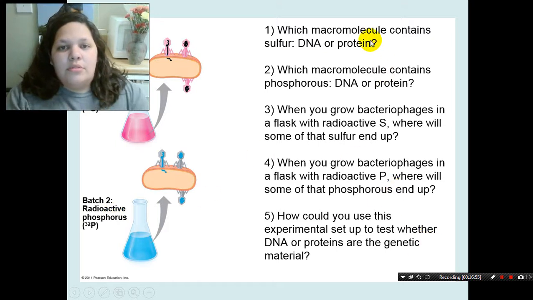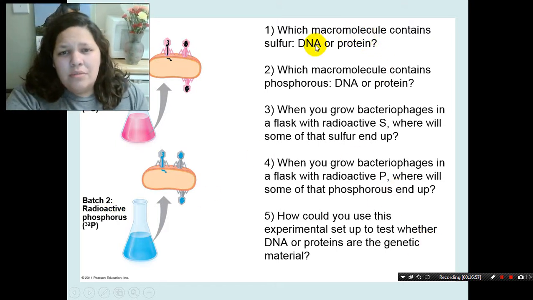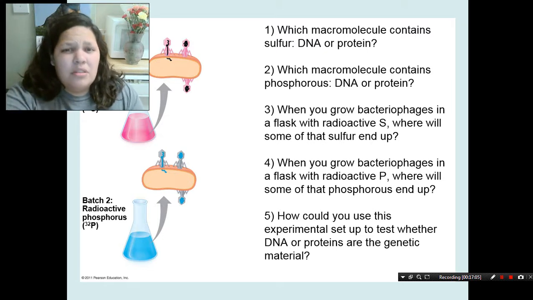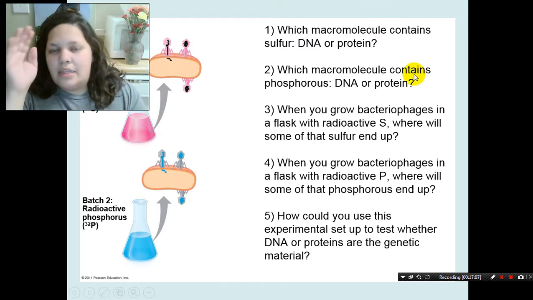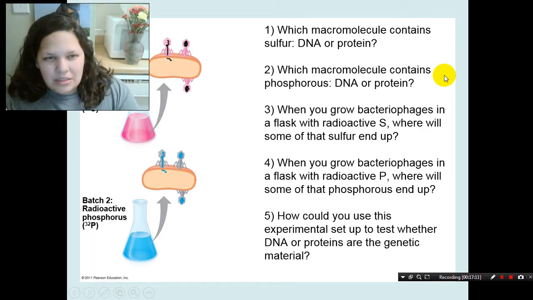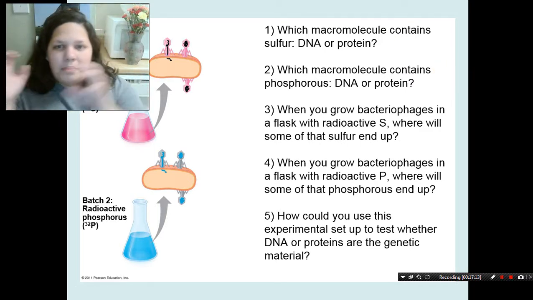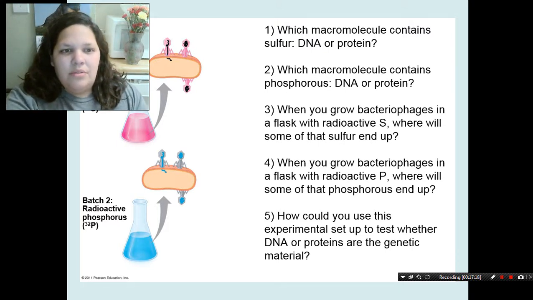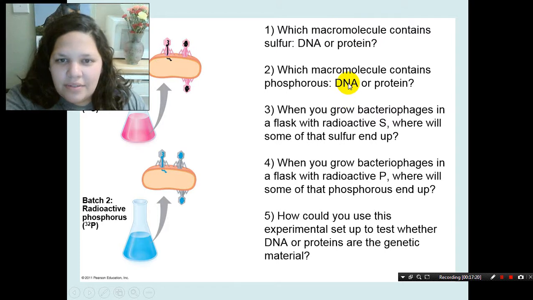So this is what this says. Which macromolecule contains sulfur? DNA or protein? I'll give you a second to decide. Okay, the answer is protein. Only protein could possibly have sulfur. Miss, I forgot that. Okay, that's okay. We're still going over it. Which one contains phosphorus? So when we say CHONP, which is the one that has the phosphorus? Okay, well, that is going to be DNA.